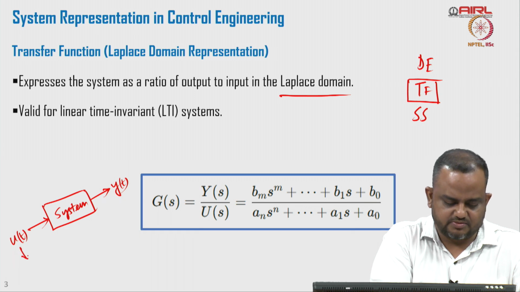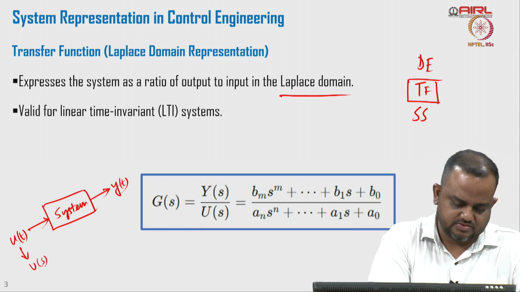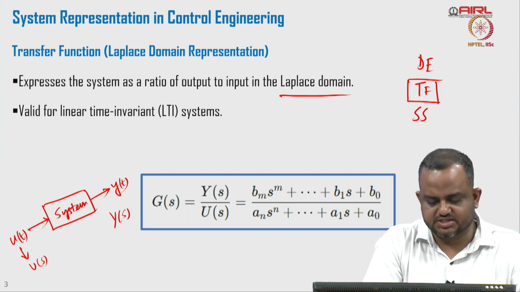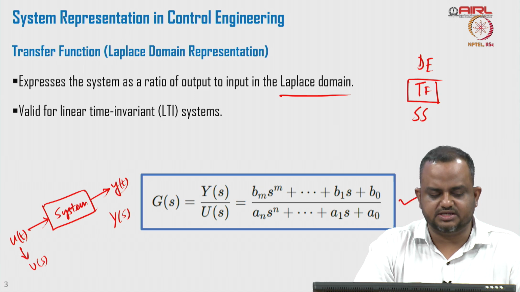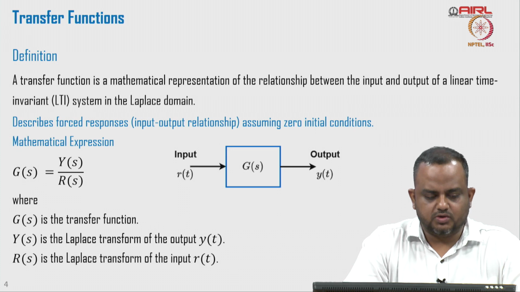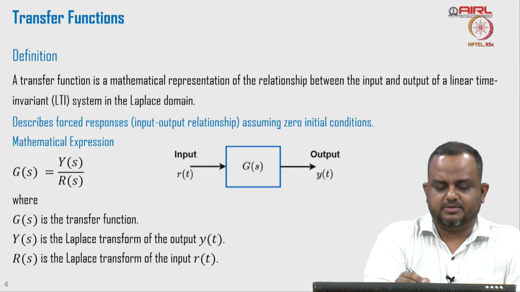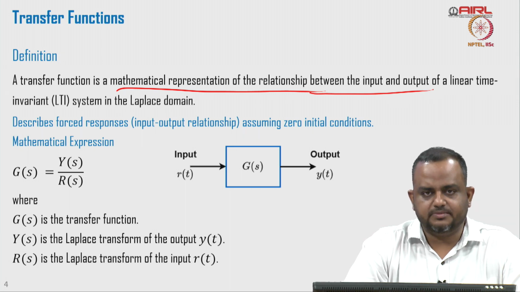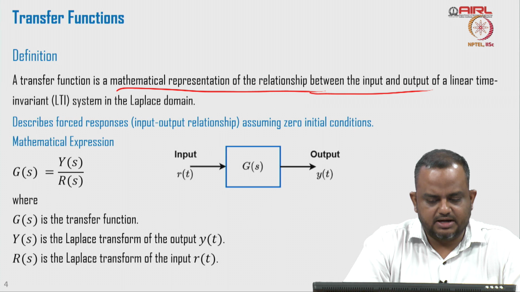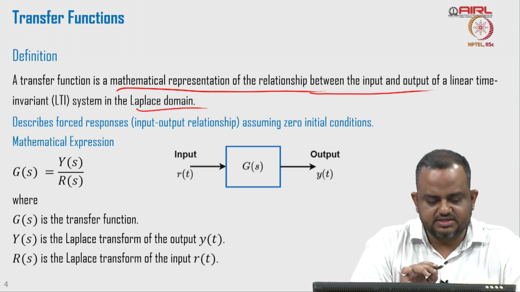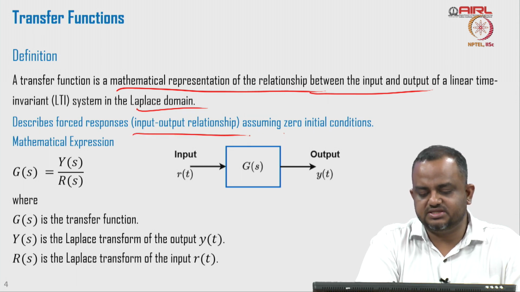Then the Laplace transform of u(t) is U(s), Laplace transform of y(t) is Y(s), and if we take a ratio of output Laplace transform by input Laplace transform, then we get a transfer function. It is valid for linear time invariant systems. Okay. Fine. So, when we define a transfer function, it is a mathematical representation of relationship between input and output of a system. Which system? It should be a linear time invariant system, and this representation, that is the ratio of output and input, is in Laplace domain. It describes forced response, that means input output relationship assuming 0 initial conditions.